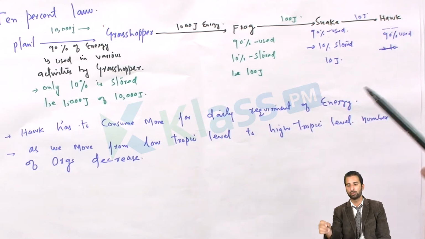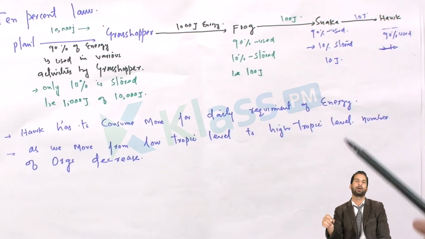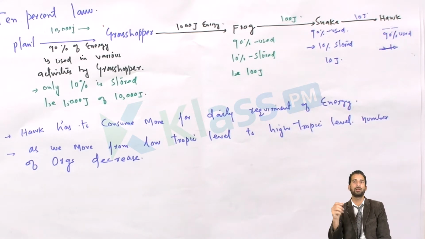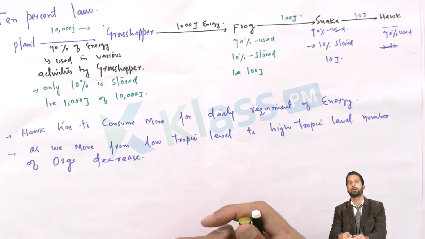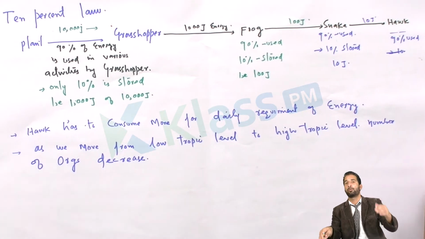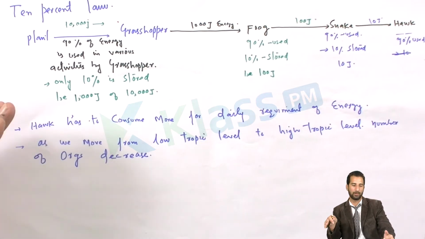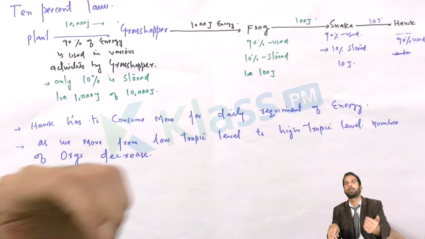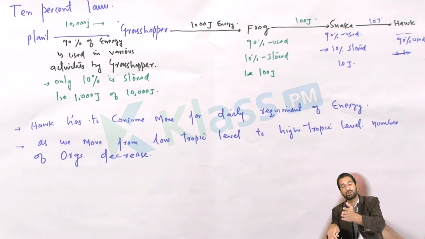So in the snake only 10 joules were present, and 10% of these 10 joules would be available for the hawk. So you can see the very least amount of energy is available at the top of the food chain, the top of the trophic level. At the top of the trophic level, there is very little energy. So when we move from a low trophic level to a high trophic level, there is a decrease in the transfer of energy at each trophic level.